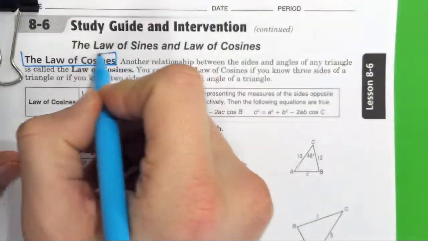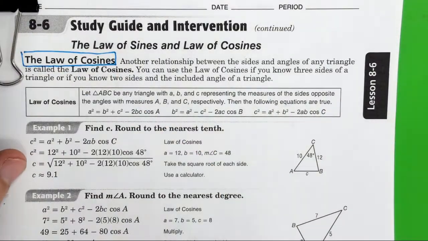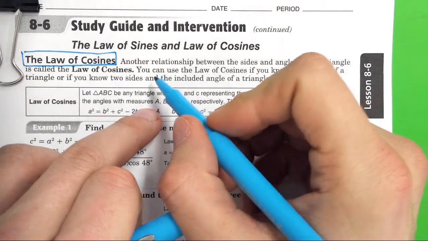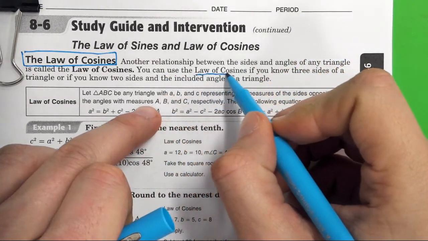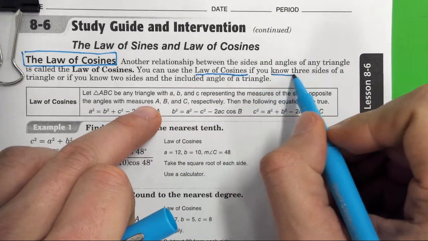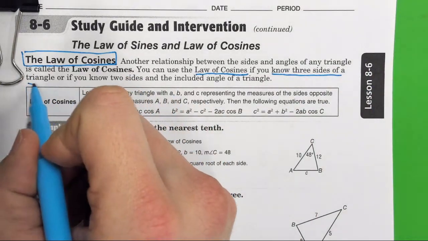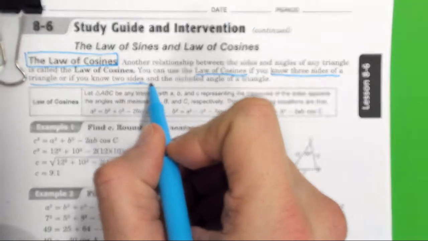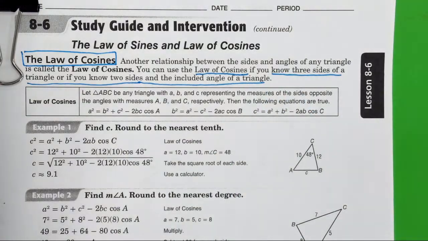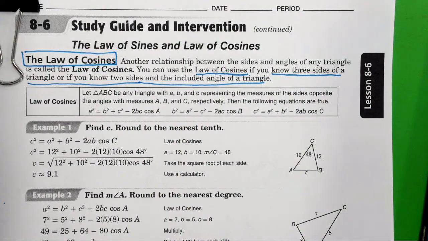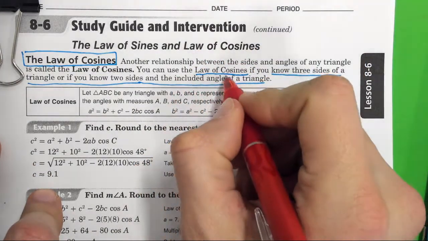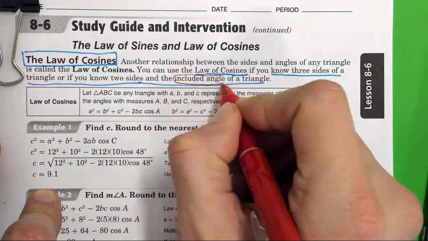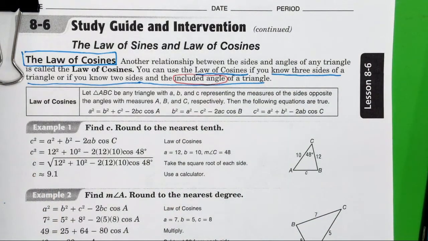Now I'm going to highlight some stuff here. Here's the title of our section. You can use the law of cosines if you know three sides of a triangle, or if you know two sides and the included angle of a triangle. Now, super duper important part here, included angle. Let's focus on that, okay? I'll bring it up in the notes, but included angle is extremely important because you can use the wrong angle and mess up your whole formula.